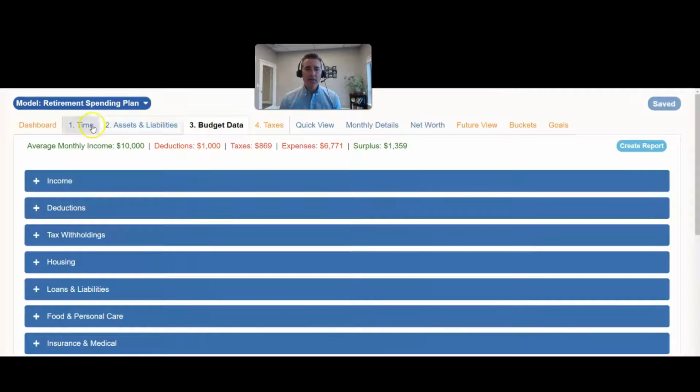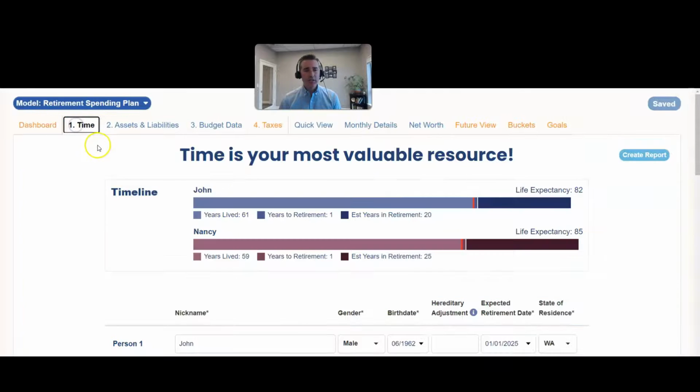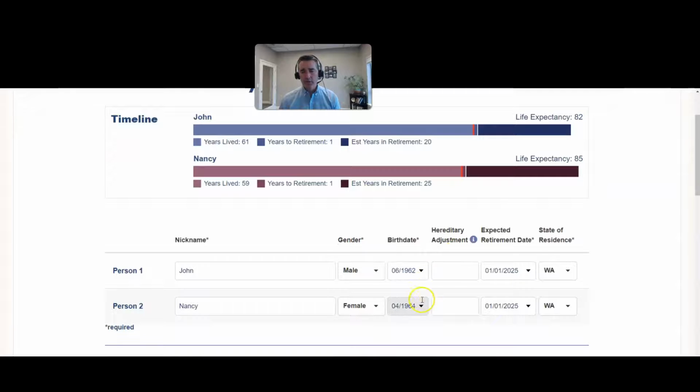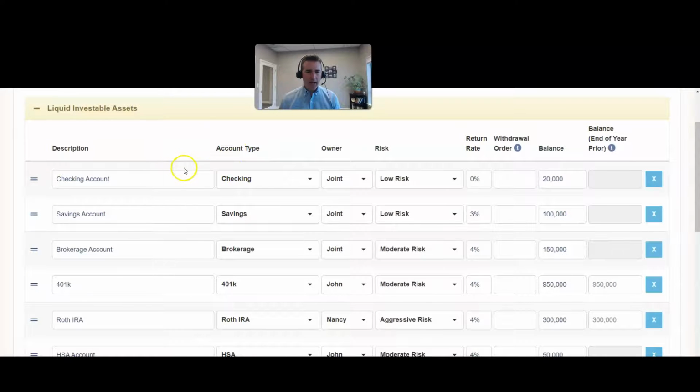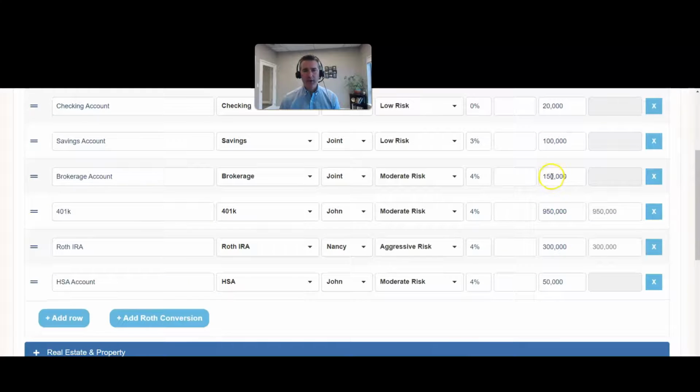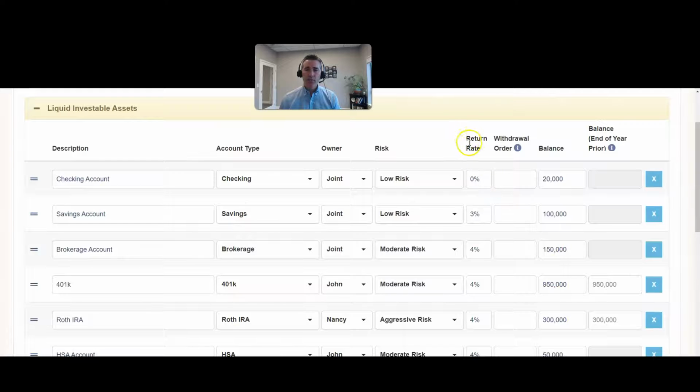Now you'll notice these time, assets, liabilities, and budget data, those are all free on the free level of the calculator, but things like the tax module, future view, buckets, goals, community, those are premium features. So in John and Nancy's case, we come over here and we see John and Nancy, June 1962, April 1964. They're both going to retire January 1st of 2025. We've got their assets and liabilities in here. So they have $2.1 million of assets and $108,000 of liabilities and a net worth of $2 million. And the way that that's broken down is they have a checking account, savings account, brokerage account, 401k, a Roth, and an HSA.